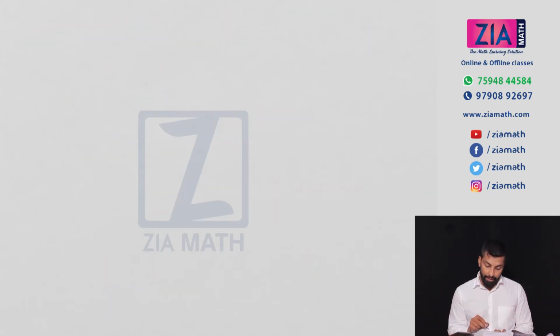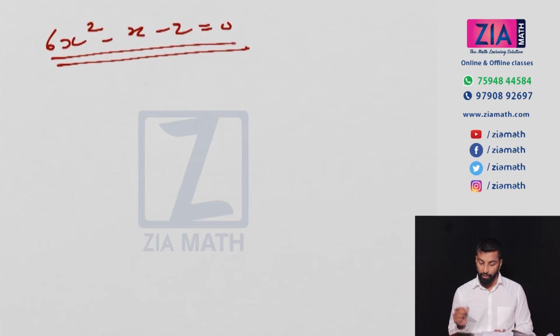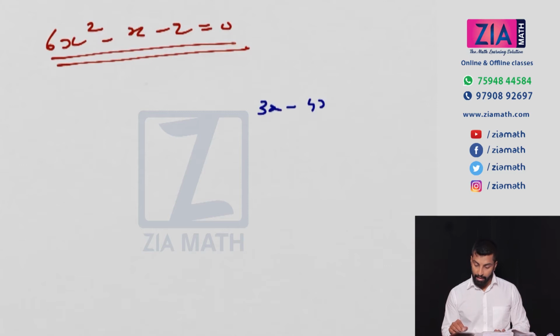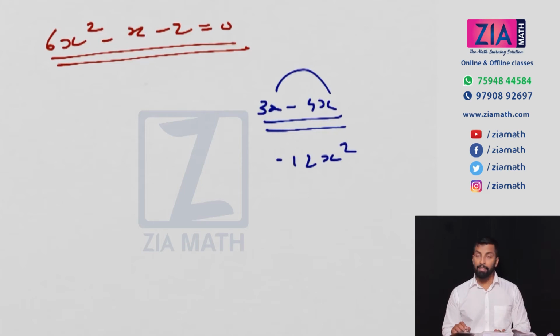Now in this question you need to find the roots of 6x square minus x minus 2 is equal to 0, right? So how will you do it? You need to use the splitting the middle term method itself. So how will you split the middle term here? You will write it as 3x minus 4x, right? Then you will get minus x. And 3x and 4x if you multiply, you get 12x square, minus 12x square.